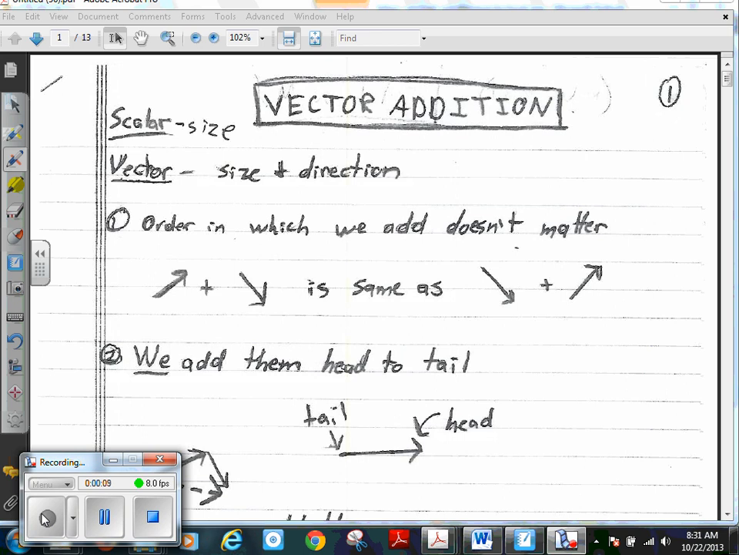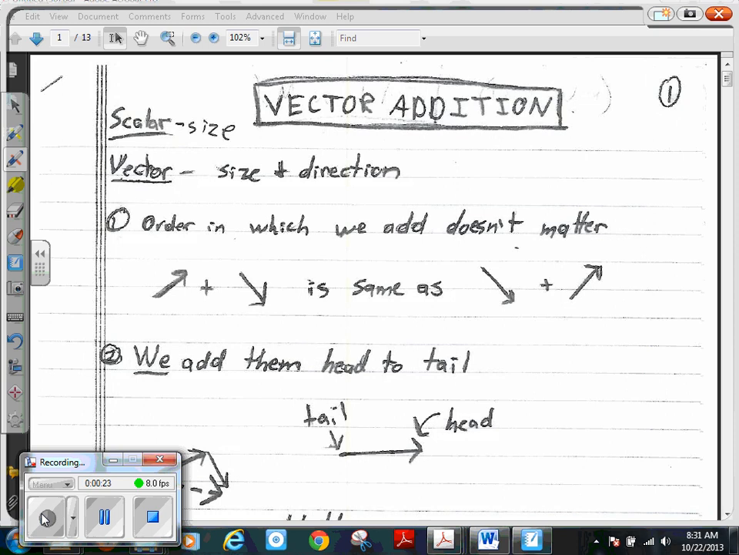If you didn't notice yesterday, you all had the same deck for your lab, and you all ended up in the same spot, right? But did you go the same way? No, you didn't. You did not go the same way. And the reason why we did that was to express to you this point right here: the order in which we add vectors doesn't matter.